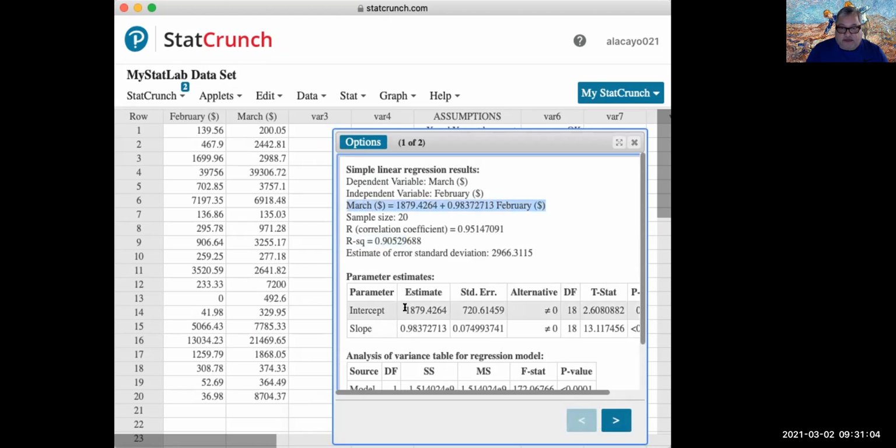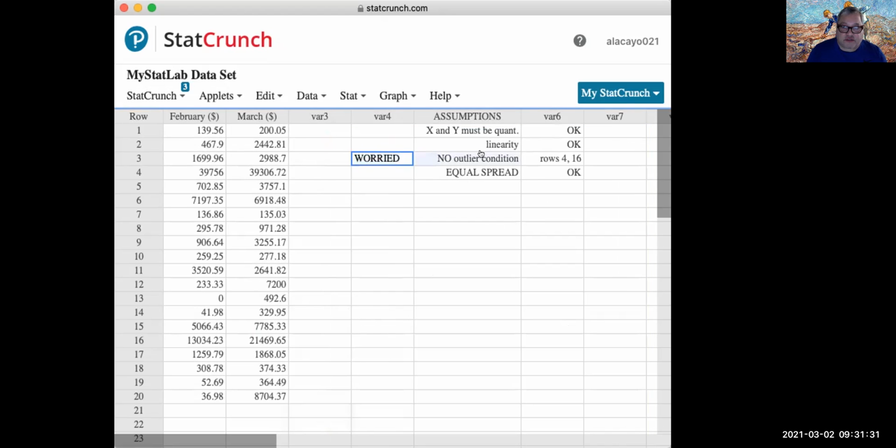The model here is in line 3 of the summary regression output. So we have a very strong correlation and a very strong indication that when people spend a lot of money in February, they're likely to spend a lot of money in March and vice versa. So the question is, is this a truly valid model? Well, in a way, it's a good model, but we have concerns about rows 4 and 16.